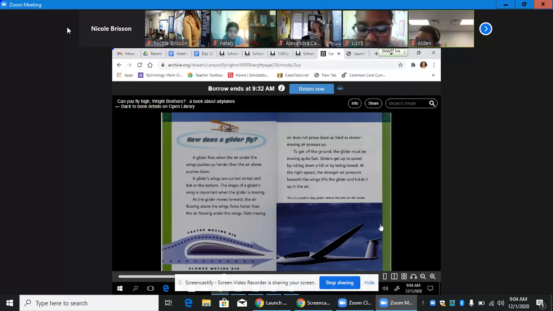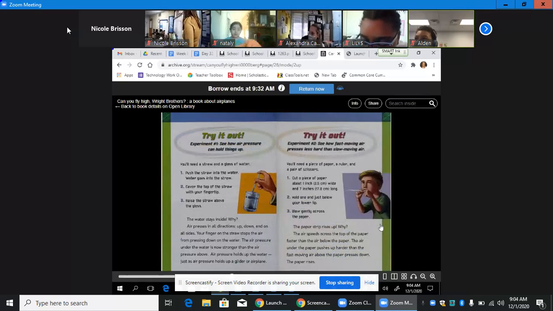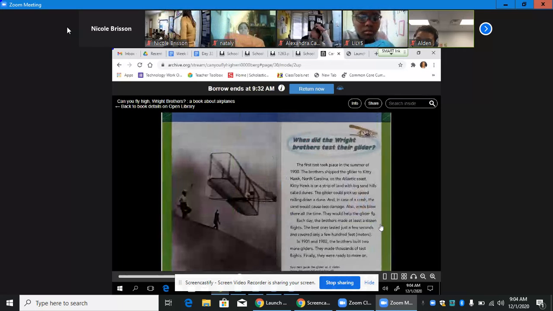So what's cool about this book is it kind of stopped and gave you some additional information. This page didn't have anything to do with the Wright Brothers, but it just told you how. And then I'm going to skip this next page. This has some experiments for you to try. You're welcome to borrow my book and try them. Maybe we can at some point.